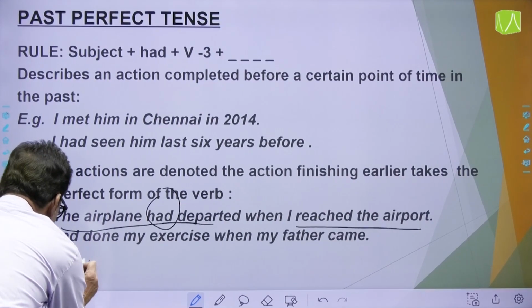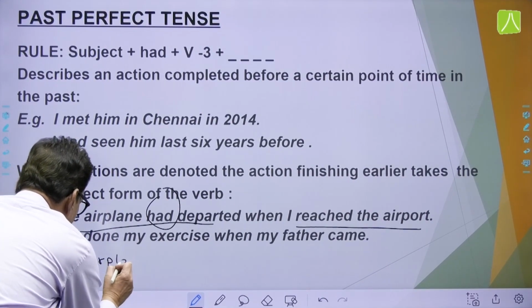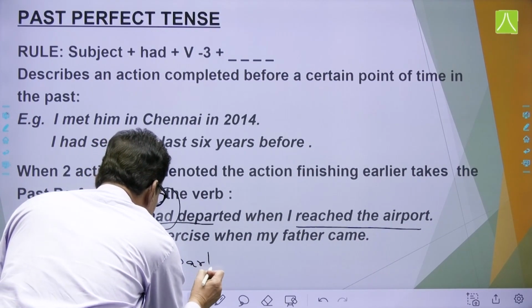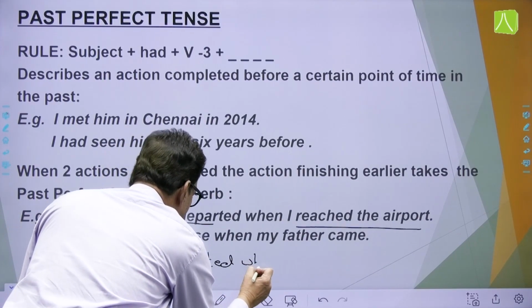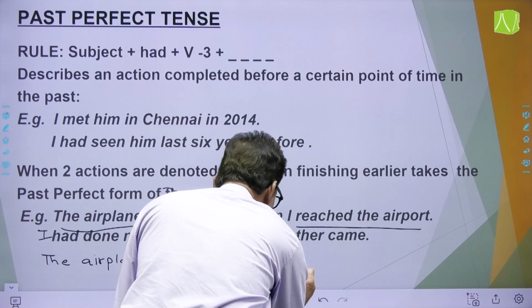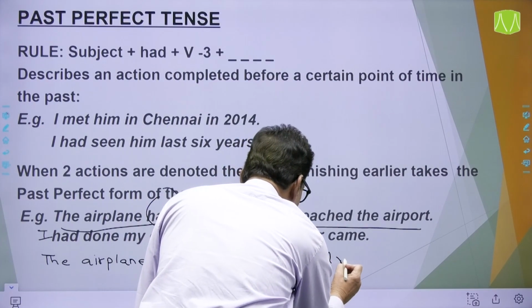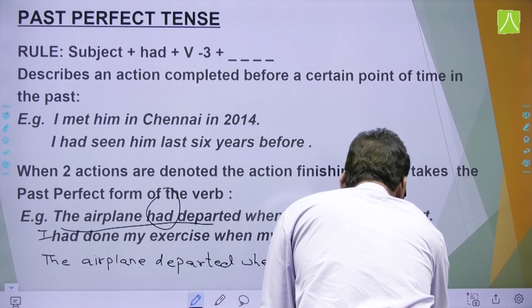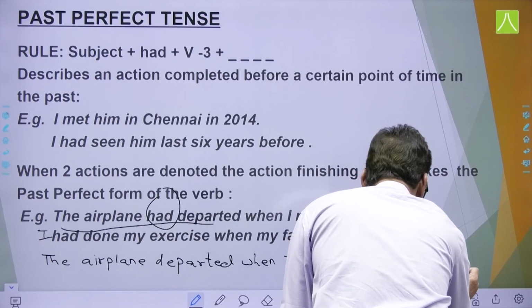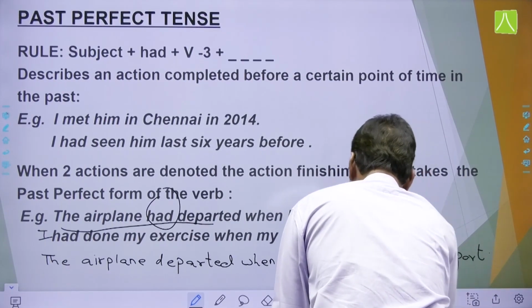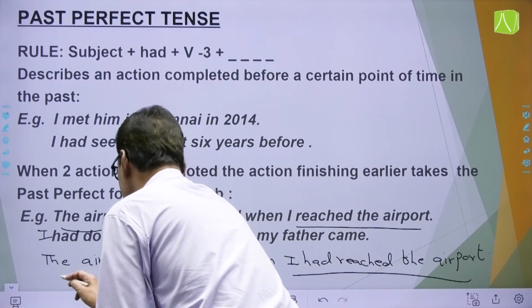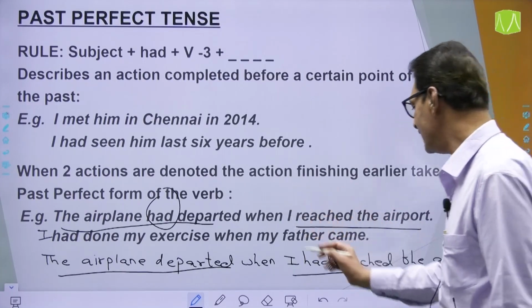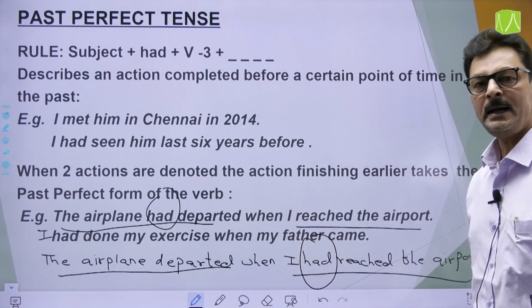The airplane departed when I had reached the airport. I am just changing the position of the helping verb and meaning पूरी तरह से sentence का बदल जाएगा. Again, same two actions, वही दो actions है, but in this, I had reached the airport.